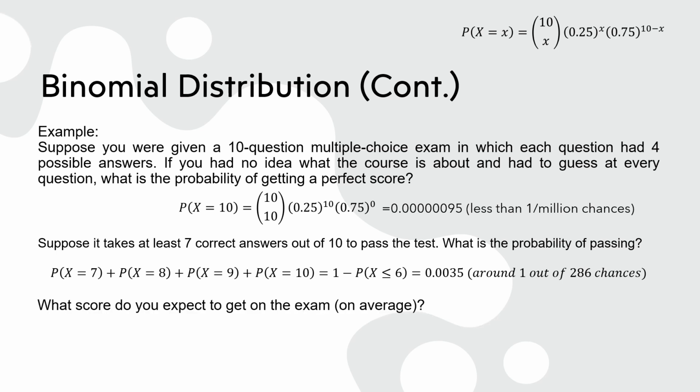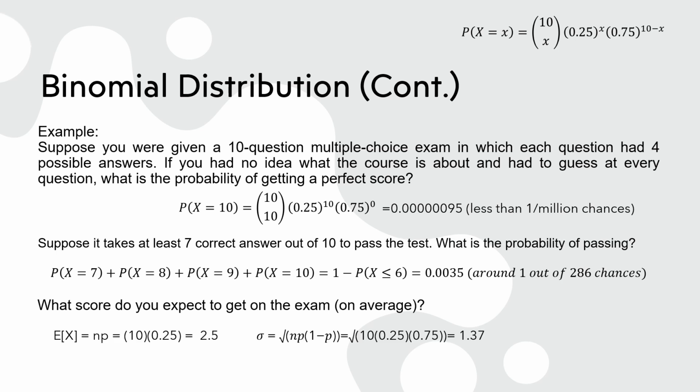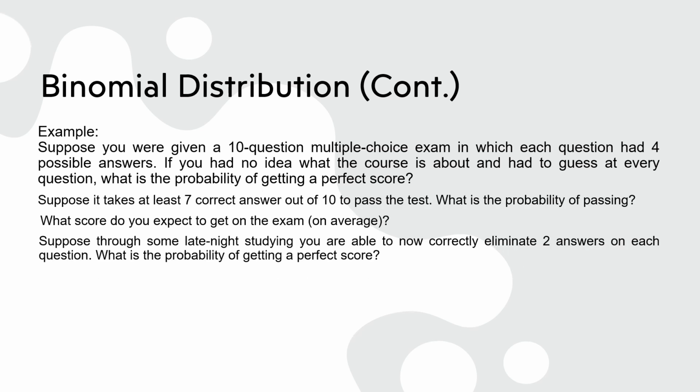What score do you expect to get on the exam, on average? Again, please pause the video here to take a moment and try answering this question on your own. The expected successes in this binomial distribution is 10 multiplied by 0.25, which is 2.5. Suppose through some late-night studying you are able to now correctly eliminate 2 answers on each question. What is the probability of getting a perfect score?